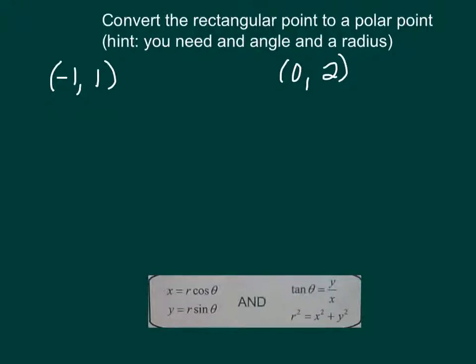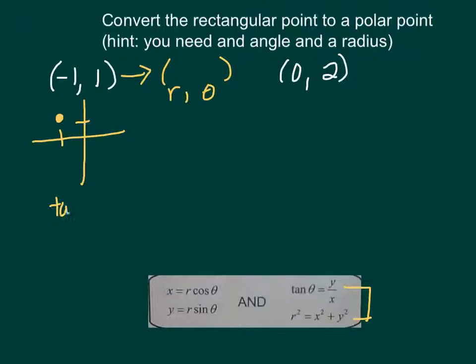Our goal is to convert the rectangular point to a polar point. So let's draw this rectangular point out. (-1, 1), there's my point right there. My goal is to change this into an r, a radius, and an angle, a theta. We're going to use these formulas here. Let's start by finding the theta.